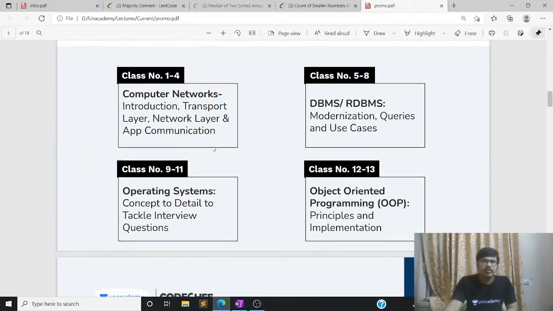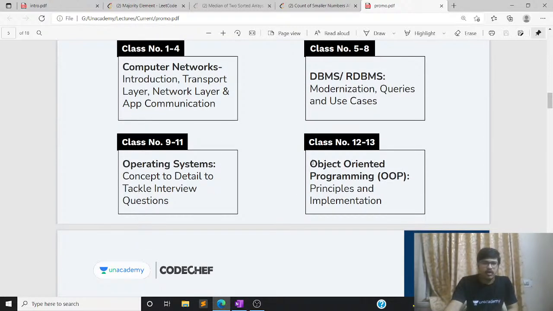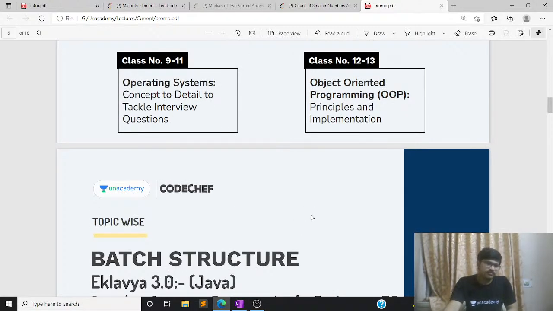So here we're going to cover computer networks first. Then we'll go to DBMS, the relational database management system. Then we'll look at operating systems. It will take approximately 1 month for each of these subjects. And finally, we look at object-oriented programming in the last 2 weeks, covering some principles and also implementation.